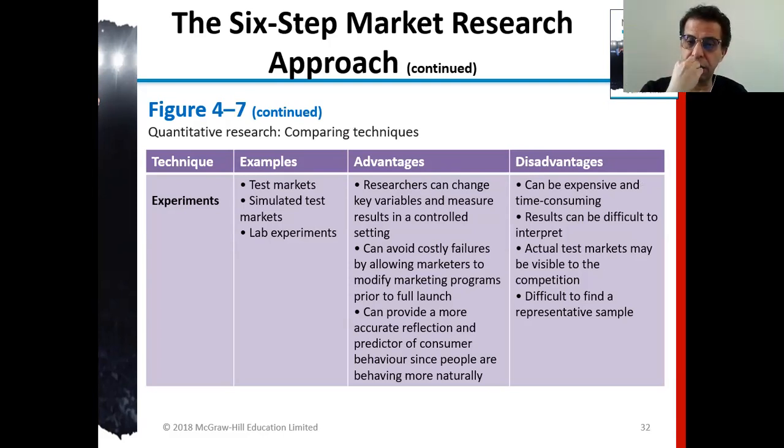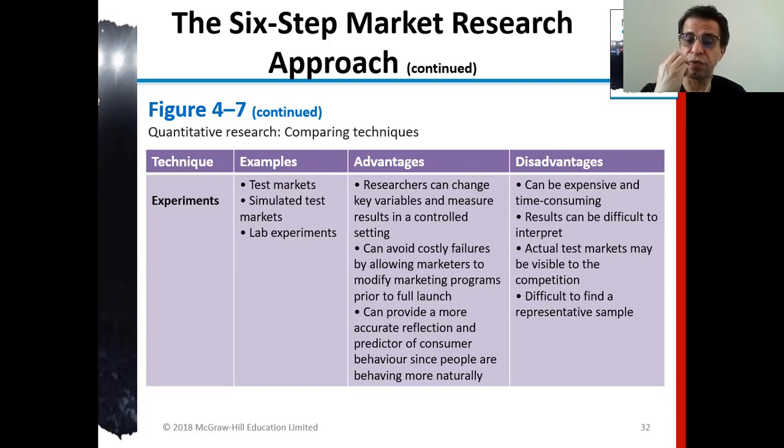You can also do it as a test market: give them the product, test them, and get the report in the mall. If you walk into a Walmart or other big stores, you'll find people who ask you to taste this and give their feedback. It can be a simulated test market or a lab experiment, as we said.